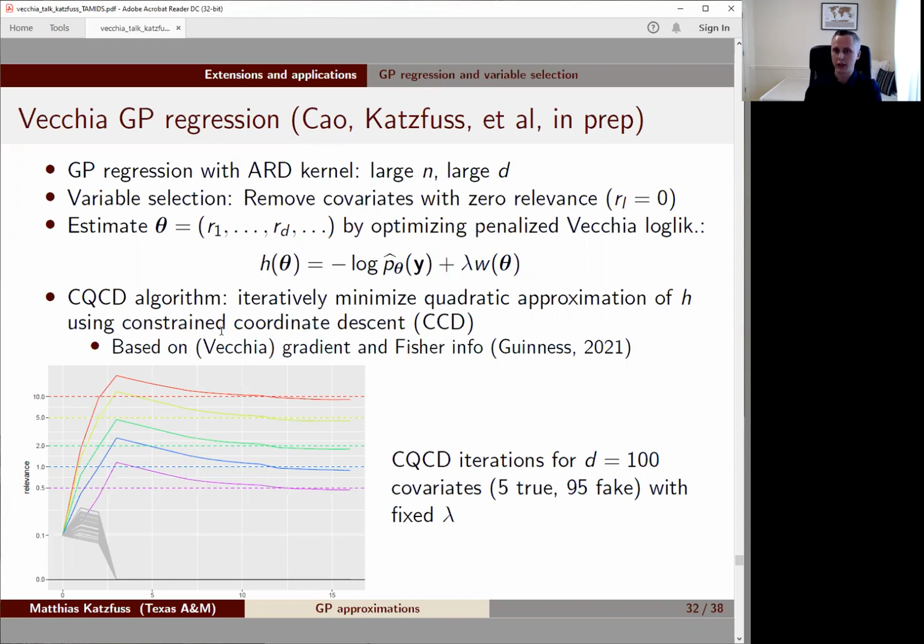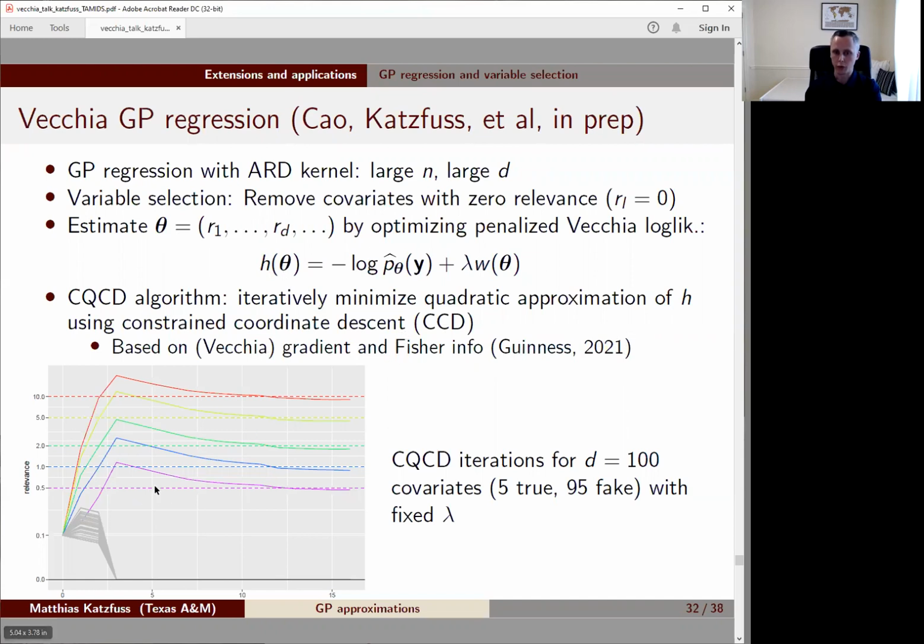And it turns out that we can get this very nicely using Vecchia. We need an approximation to the first and the second derivative with respect to this theta vector. And we can get this very nicely, the gradient and the Fisher info, which gives us a second order derivative, for this Vecchia using an approach that was proposed by Guinness in 2021 that works very well, is very fast, and jives perfectly with Vecchia.